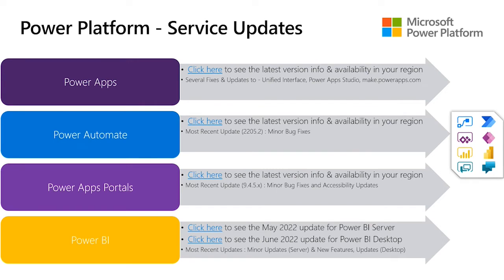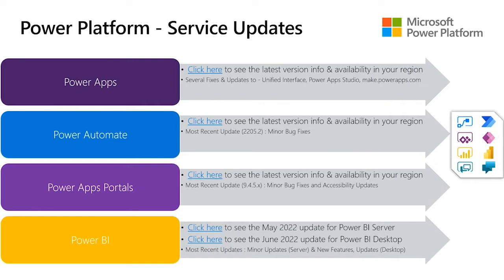On the Power Platform, each one of the components of the Power Platform has updates as well. So Power Apps, Power Automate, Portals, and then Power BI. And you can look at those links to see the latest version info, what's available in your region, and even how to look up which version is applied to your environments.